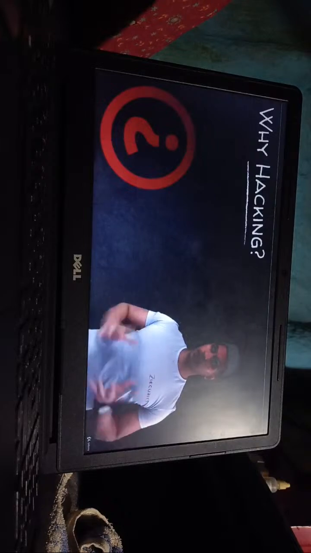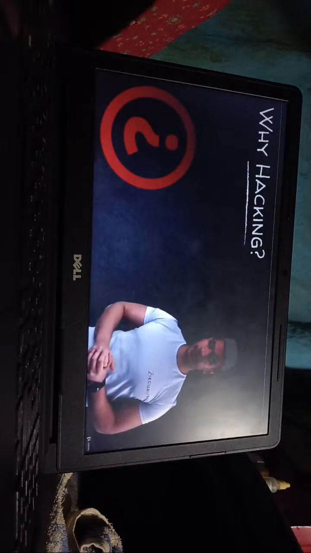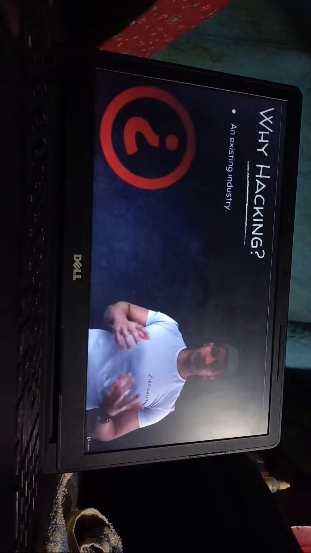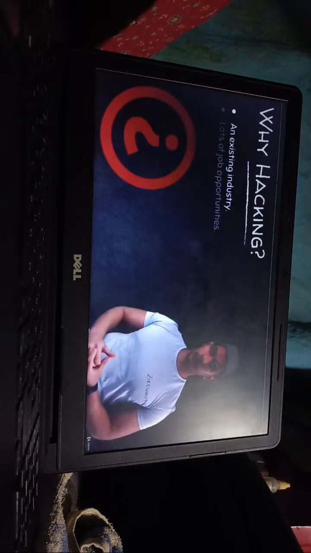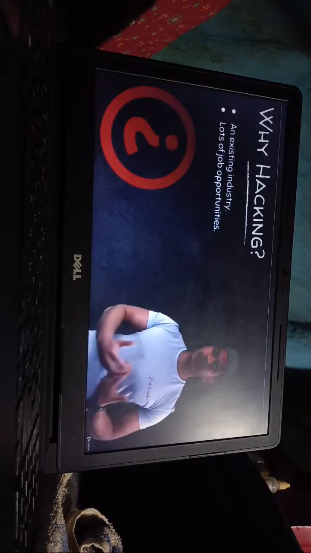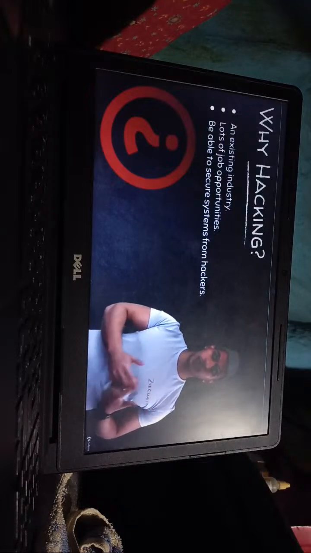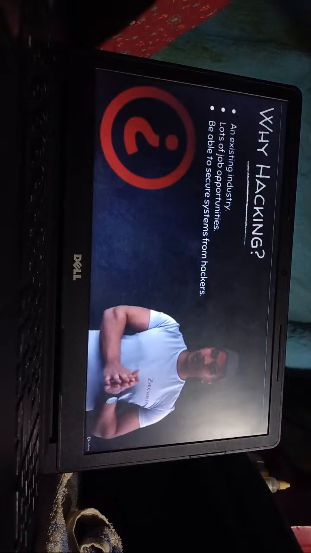Now, one big question that people always ask is, why hacking? Why teach or learn hacking? Well, hacking is an existing industry. There are lots of job opportunities for ethical hackers, for people like us who would go ahead and test the security of systems to make sure that these systems are secure and not vulnerable to black hat hackers.